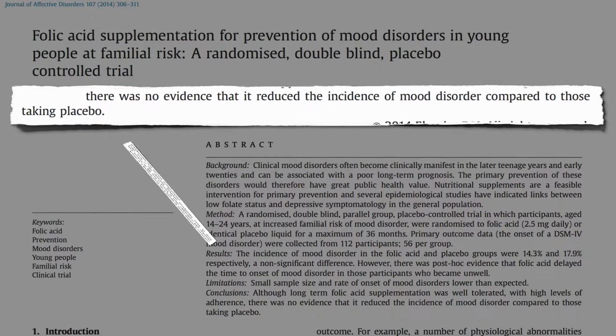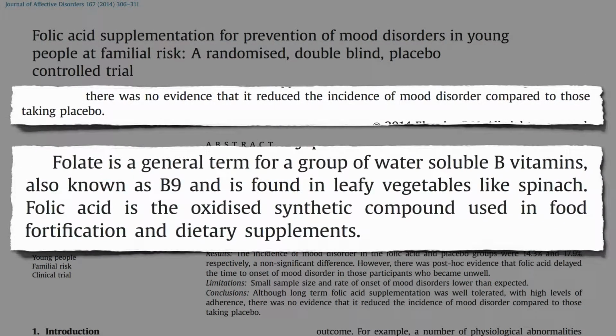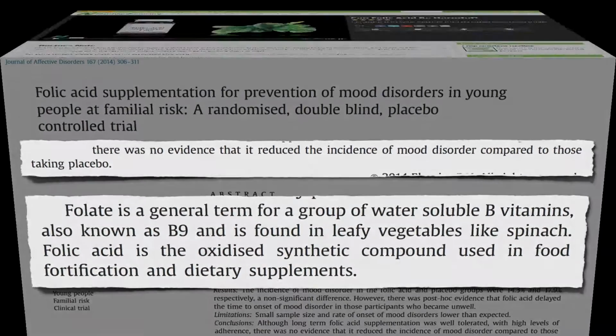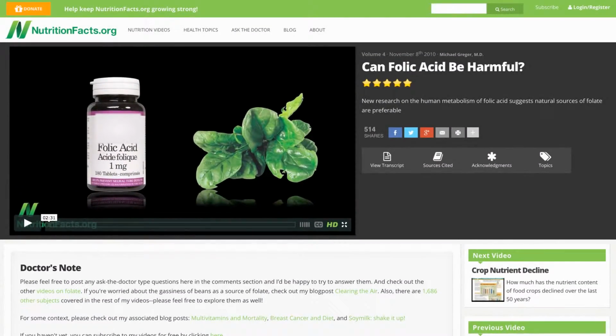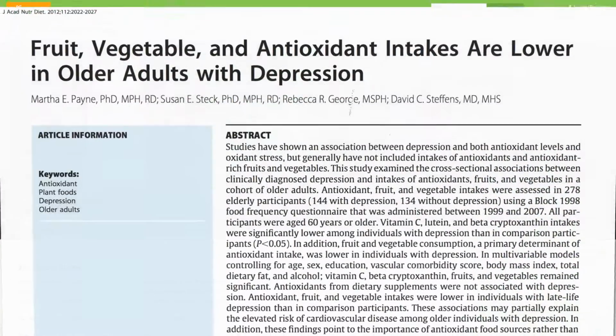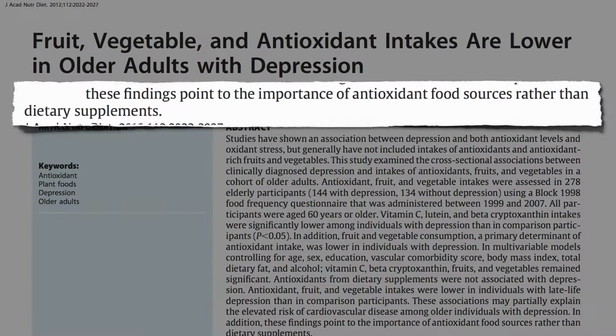This may be because folate is found in dark green leafy vegetables like spinach, whereas folic acid is the oxidized synthetic compound used in food fortification and dietary supplements because it's more shelf-stable, but may have different effects on the body, as I explored previously. These kinds of findings point to the importance of antioxidant food sources rather than dietary supplements.